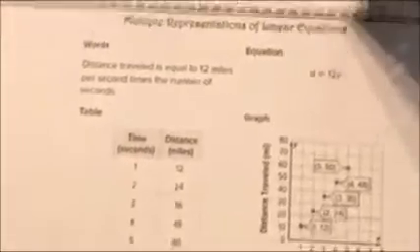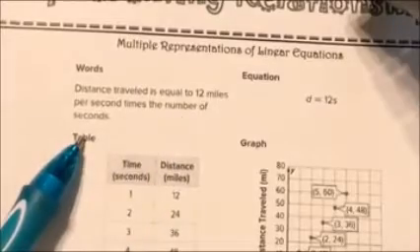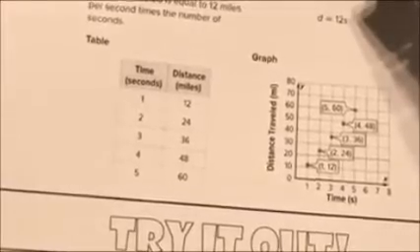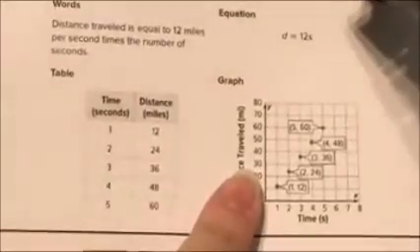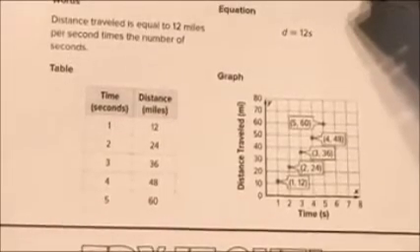Okay. All right, then on page 79, we're continuing with representing relationships. Okay, so I can have multiple representations of linear equations. We've kind of already talked about this. So the distance traveled is equal to 12 miles per second times the number of seconds. Okay, so my equation is going to be D equals 12s. Here's my table that I can draw. And here's my graph with the points. All four of these are a way to represent the exact same linear equation.